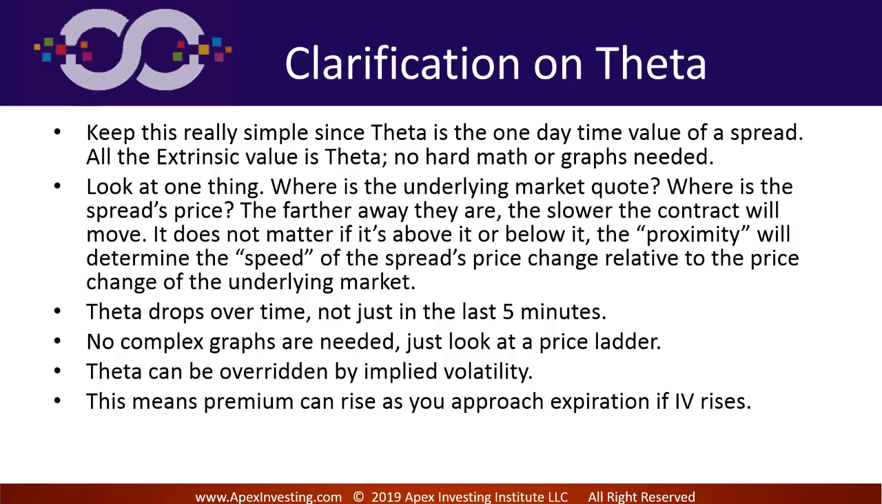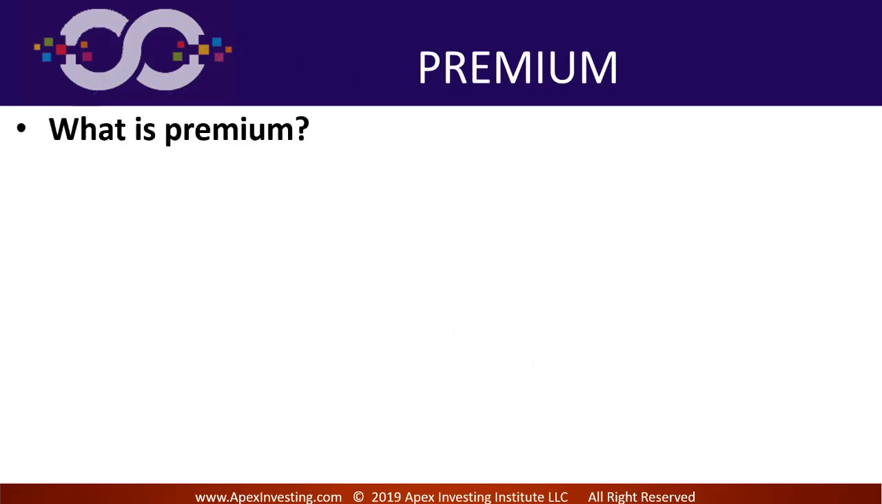So the premium can rise as you approach expiration if the implied volatility goes up. All right? And we're going to start transitioning over to the word premium as we talk about theta. Because premium involves that expected movement and that time value. That extrinsic value is what we're going to be focusing on specifically when we talk about premium.